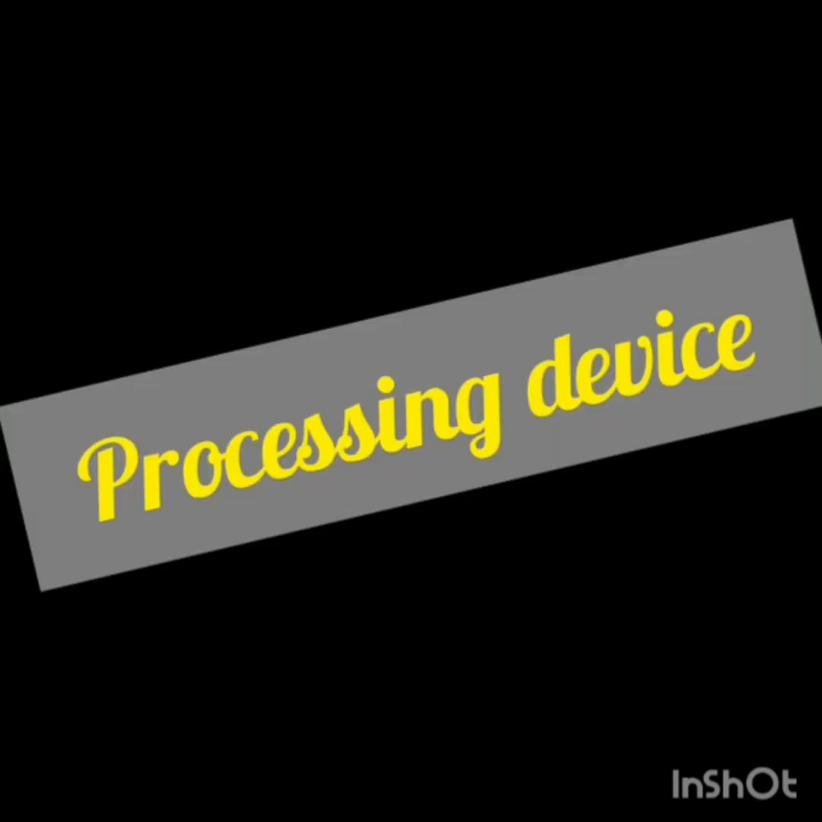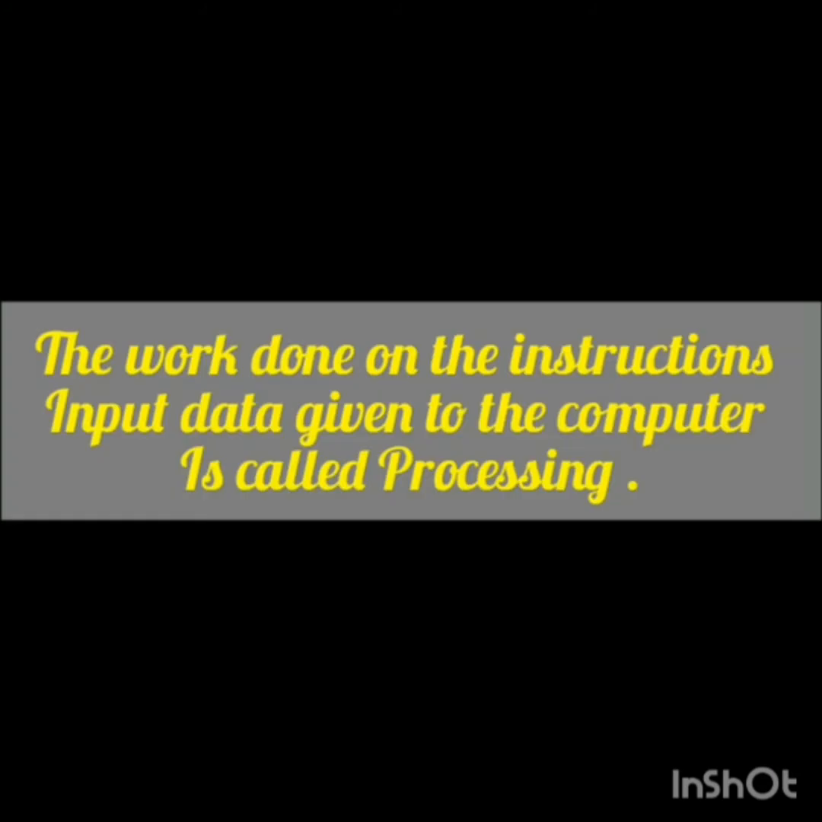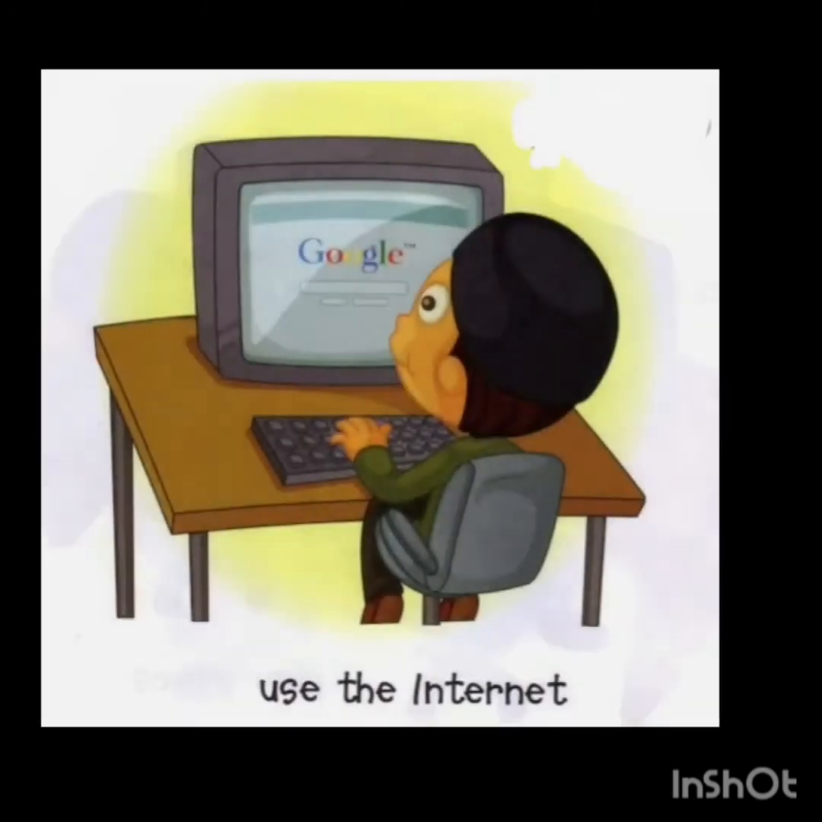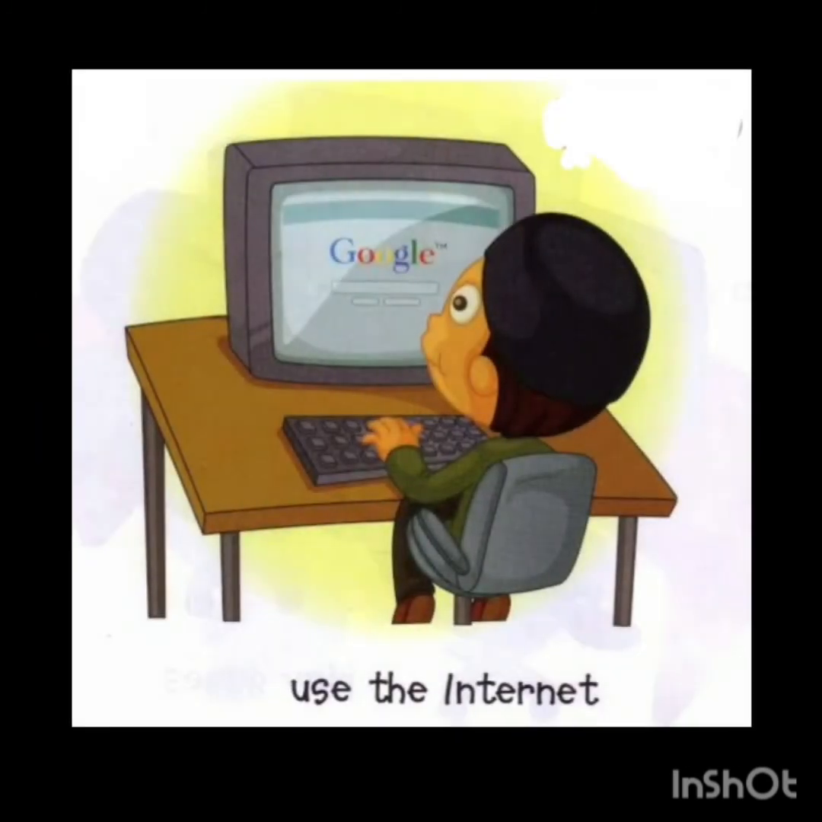Now we will see the processing device. The work done on the instructions and input data given to the computer is called processing. IPO: I, that is input, P, that is processing, O, that is output. Whatever instructions you are giving to the computer, it is going to process it, and after that you are getting the output.